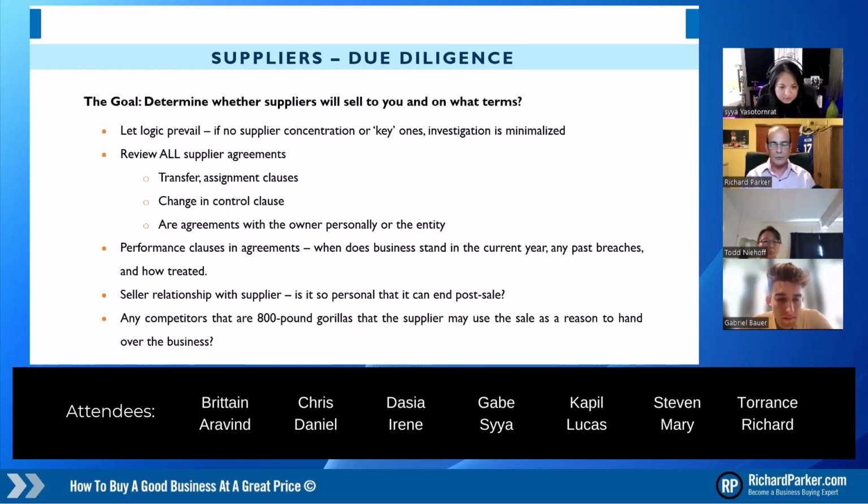You want to understand the seller's relationship with the supplier. Is it personal, or is it so personal that after the sale, the vendor is not willing to renew it? And you see that frequently. They've got a long-standing relationship, and for a number of reasons, some of which we'll touch upon in a minute, they're just not going to renew the contract. It's pretty common.